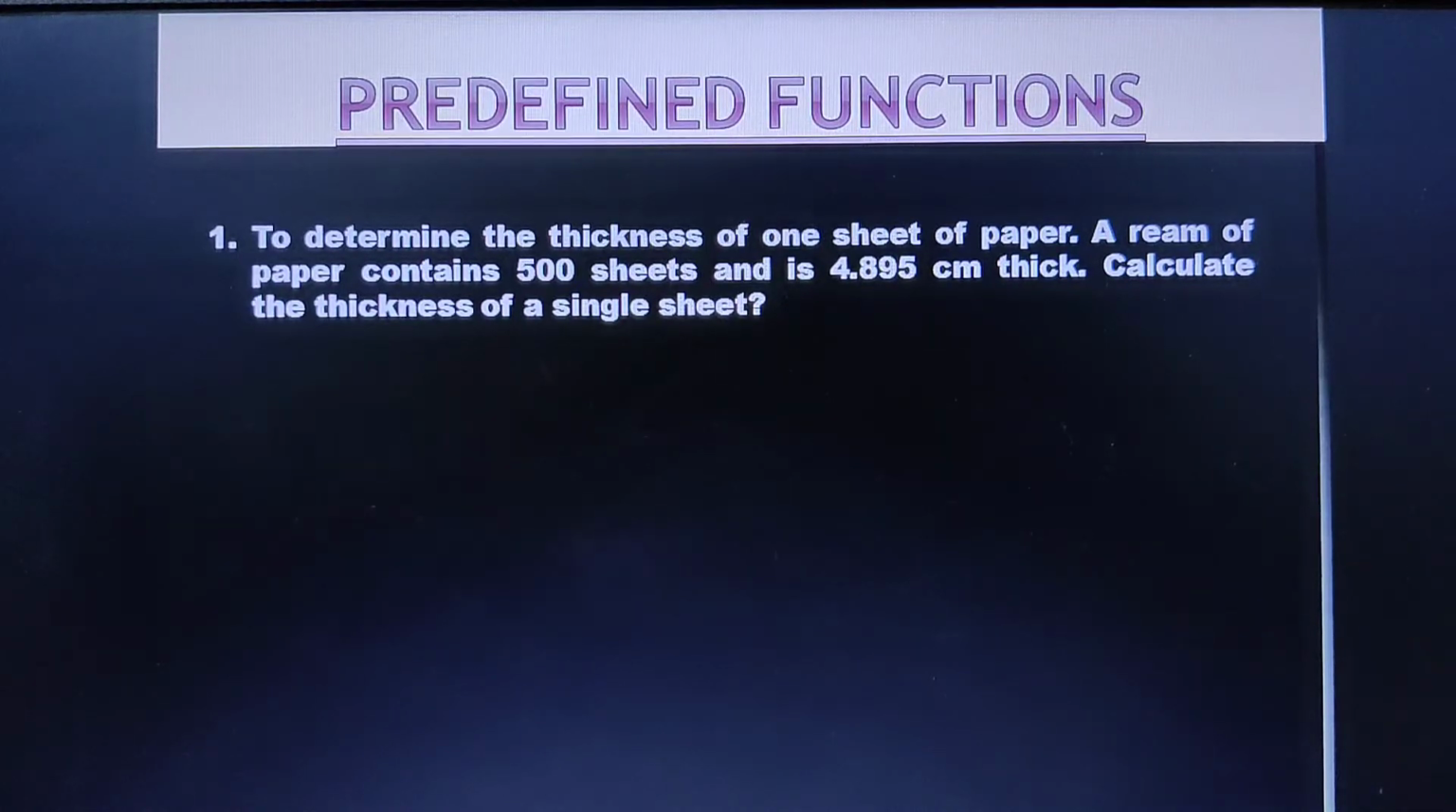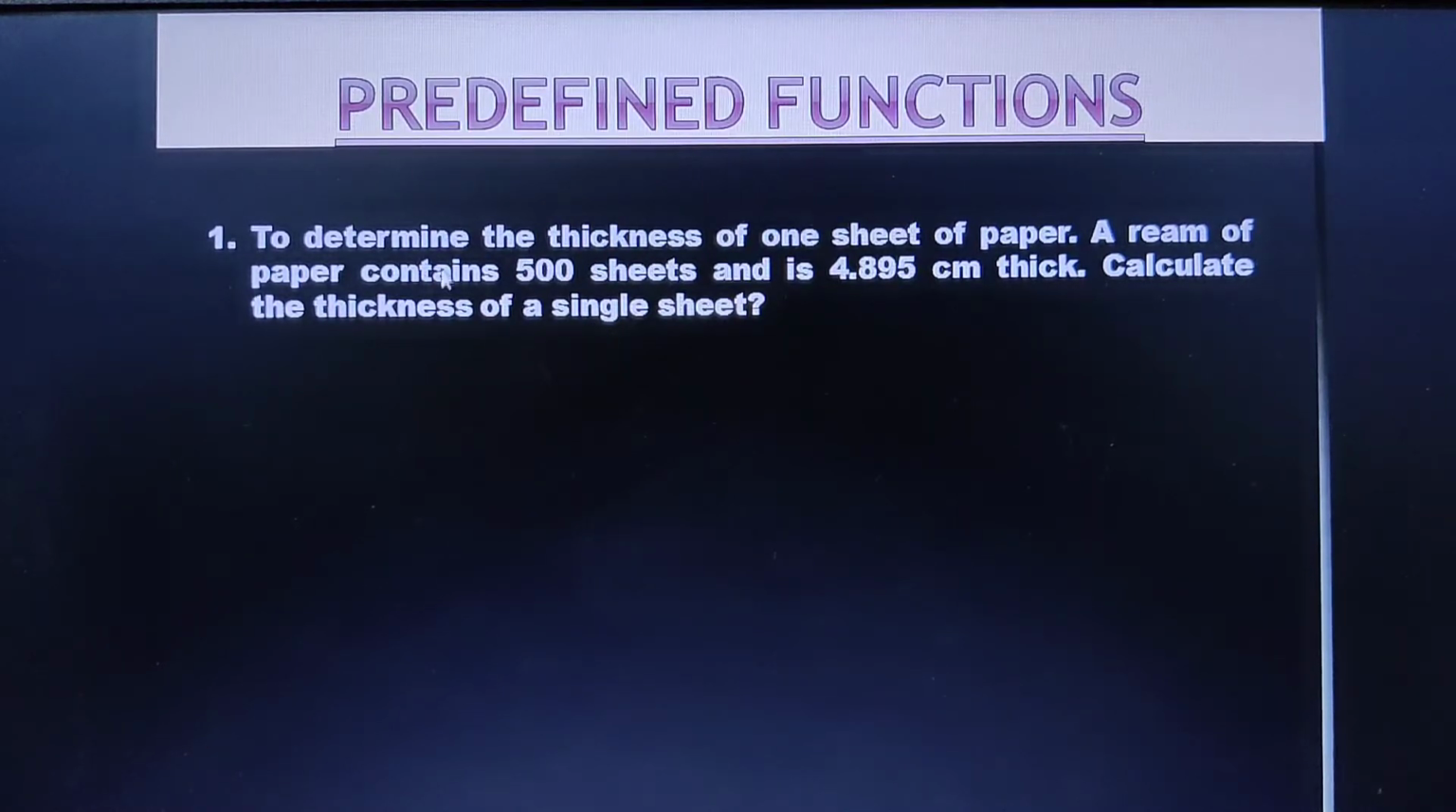So here is my first problem. Through Excel we can solve the problems. So the first problem is to determine the thickness of one sheet of paper. A ream of paper contains 500 sheets. A ream, in the sense, a bundle. One bundle consists of 500 sheets and its thickness is 4.89 centimeter. They are asking you to calculate the thickness of a single sheet.